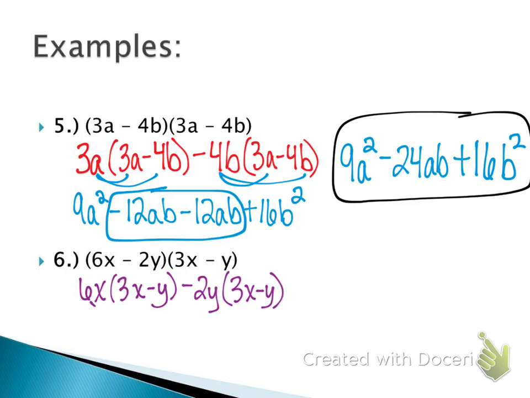Next, we have to distribute. 6x gets distributed first. Houston, what do I get when I distribute? You're right. 18x squared minus 6xy. Very good. Make sure you're watching those signs. Tariana, what do I get when I distribute the negative 2y? Negative 6xy, good. There was an x and a y there.